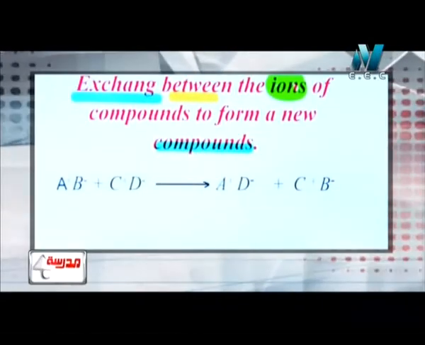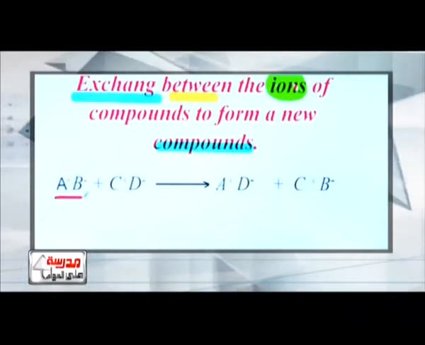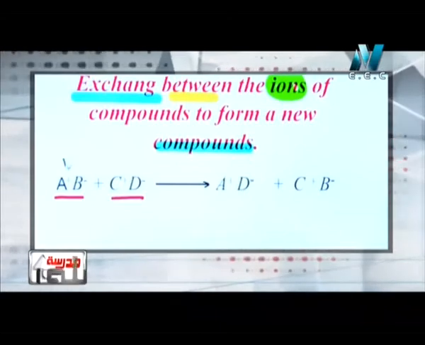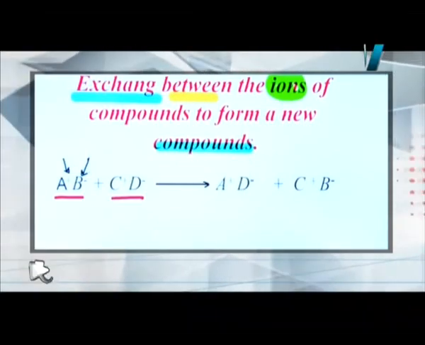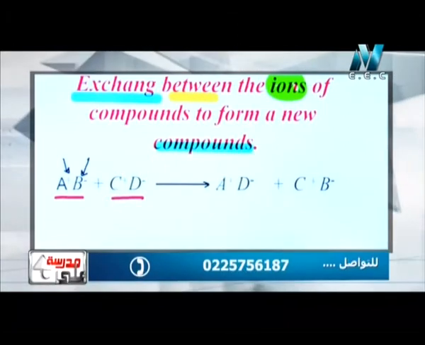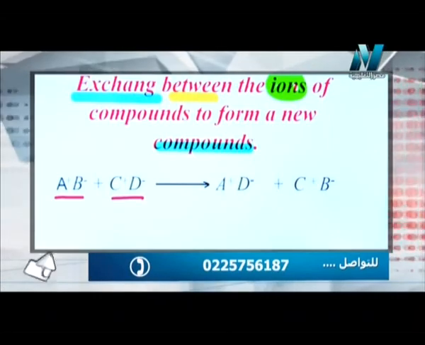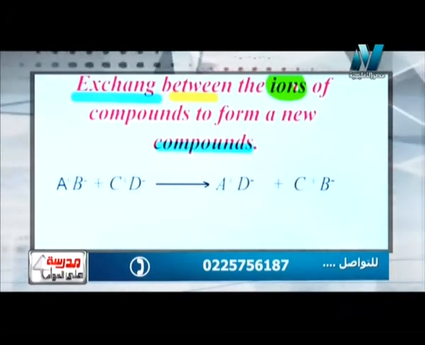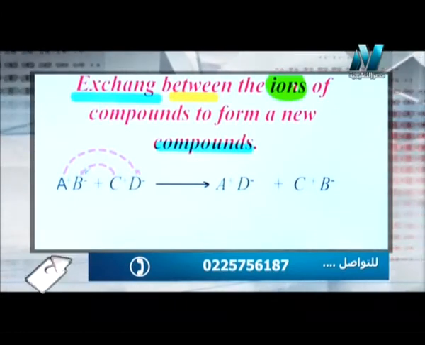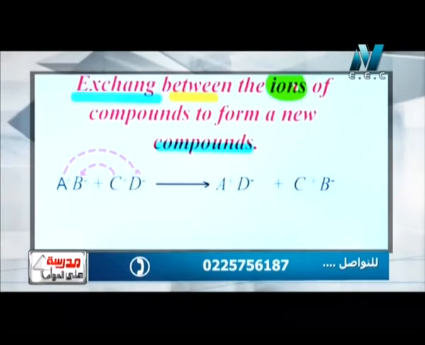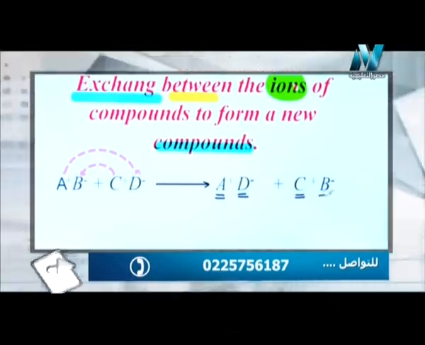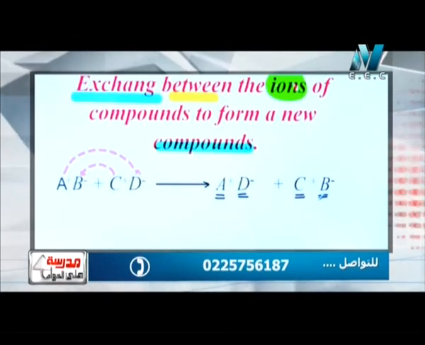As we see here we have AB for example as this compound, and we have CD, another compound. In any compound, the left side part is positive as you see here, and the right side is negative. In the other compound the left side is positive and the right side is negative. So here dear students we make exchange between these ions to form new compounds. Each positive ion will combine with the other negative ion, as A will combine with D and C will combine with B, and we start with what? With positive and end with negative. So we will write here, as you see, AD plus CB.